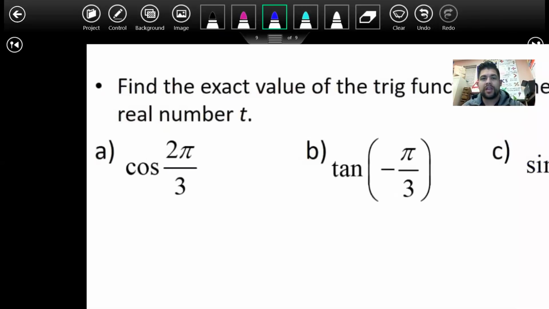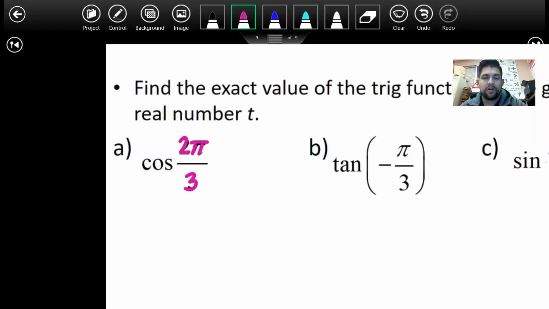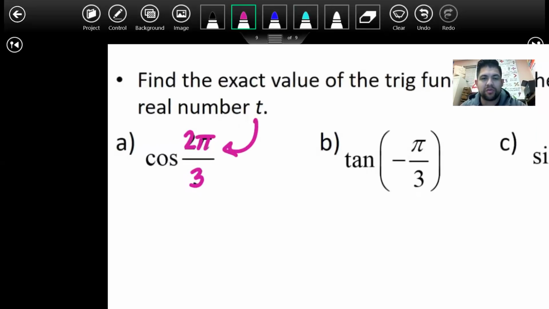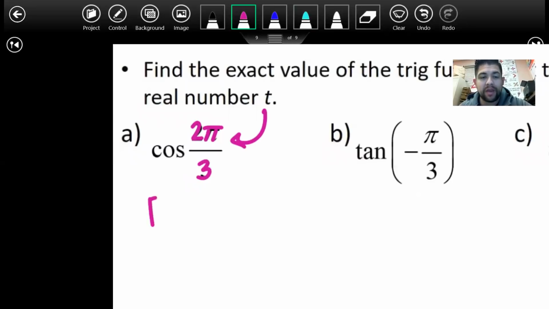So again, because we're now looking at the terminal value, 2 pi over 3, this is in the positive direction. This is the t value. So looking at the unit circle, where does 2 pi over 3 exist? What coordinate point does that give me? In this case, 2 pi over 3 is in quadrant number 2 at negative 1/2, rad 3 over 2.